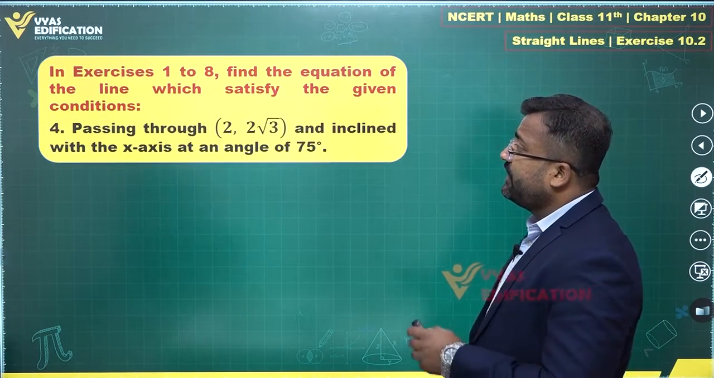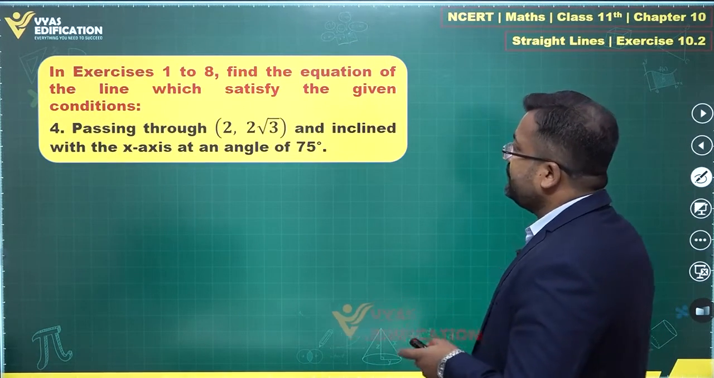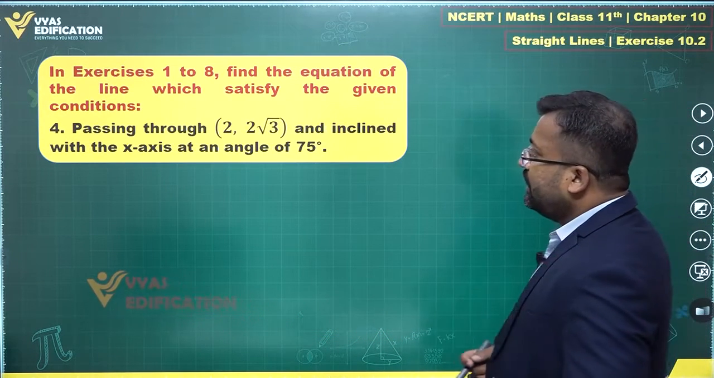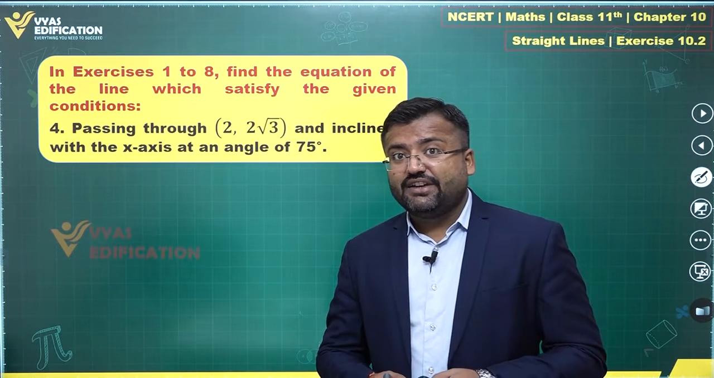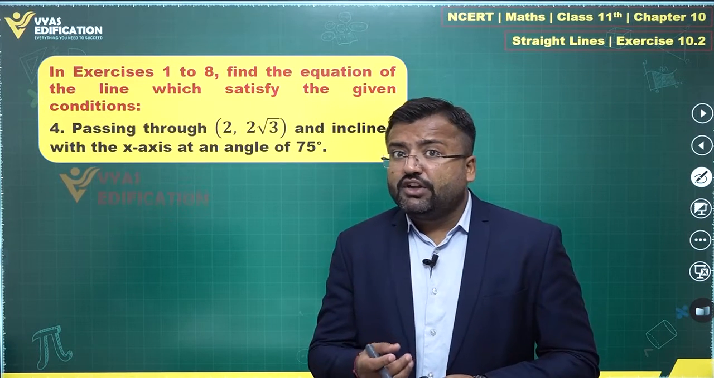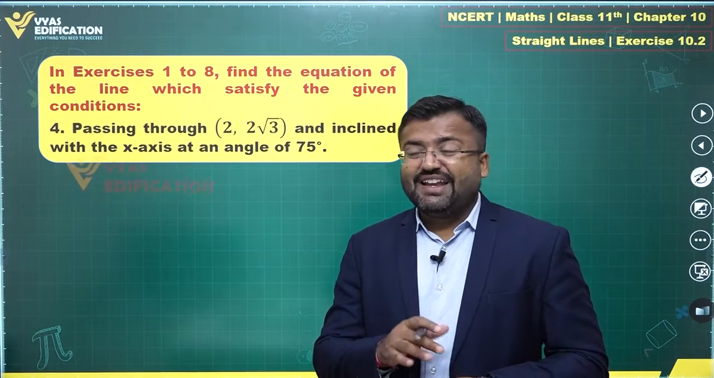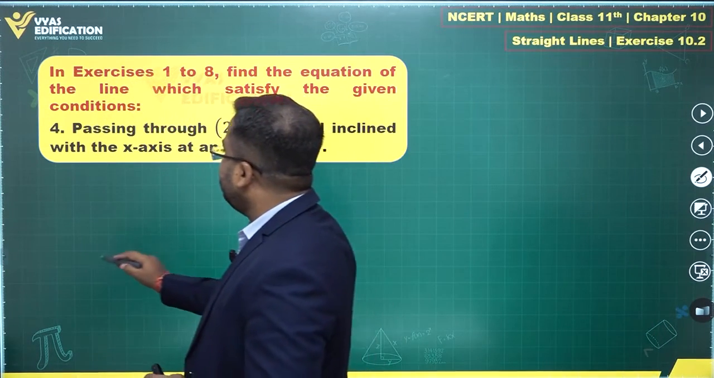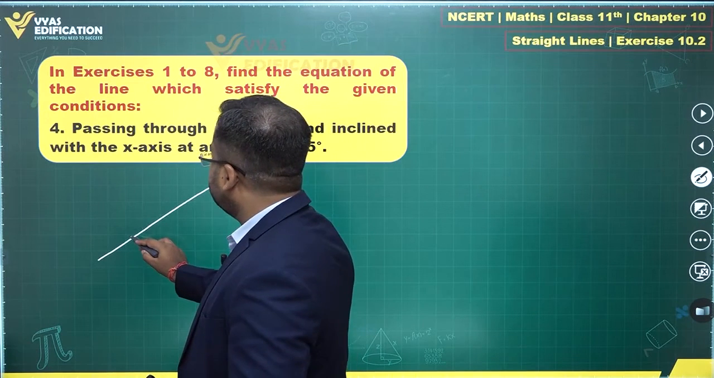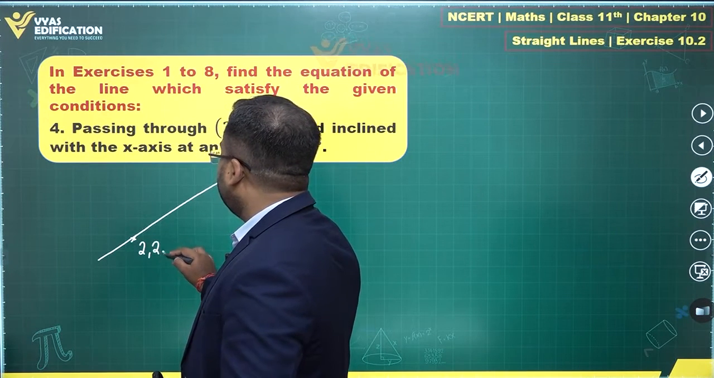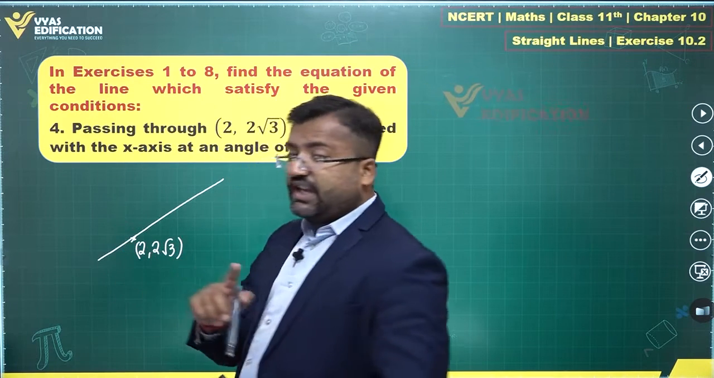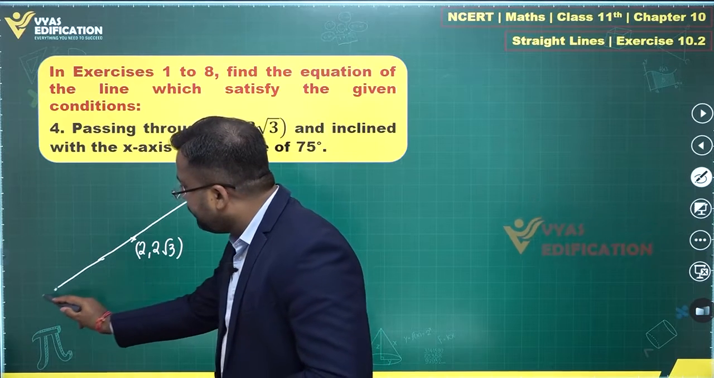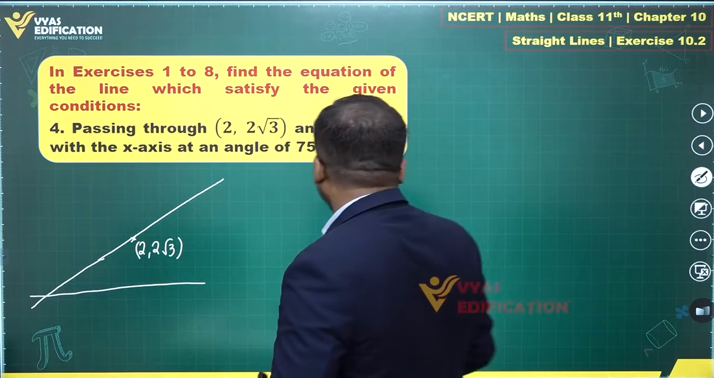That's the solution. The fourth question says passing through 2 comma 2 root 3 and inclined with x axis at an angle of 75 degree. Now inclined at an angle of 75 degree with the x axis, you are given the slope, but you are not given the slope directly. You are given inclination on the basis of which you can find the slope, right? And you already have a point over here. Let's say this is point 2 comma 2 root 3. Now this diagram is not to scale, mind you, 2 comma 2 root 3. X axis will be somewhere here for that matter, right? X axis will be somewhere here.